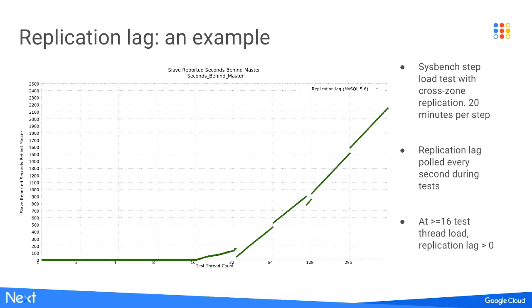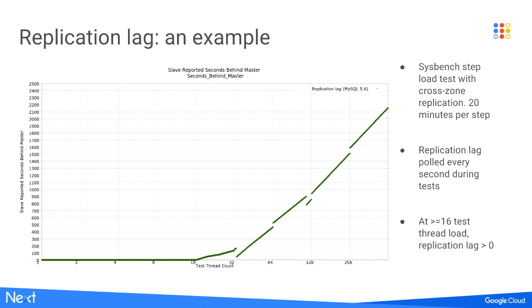Now, at 16 test thread count, the incoming write rate starts to exceed the rate the slave can apply those transactions, and you start to have non-zero replication lag. And all the way to 256 threads, you have a couple of thousand seconds behind.